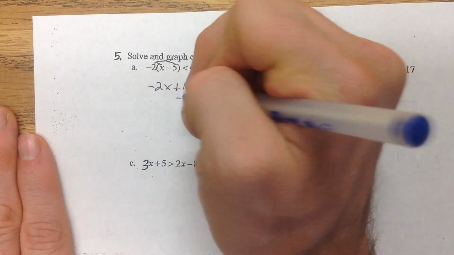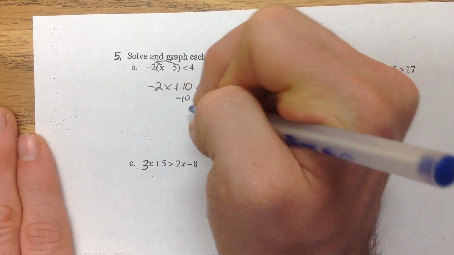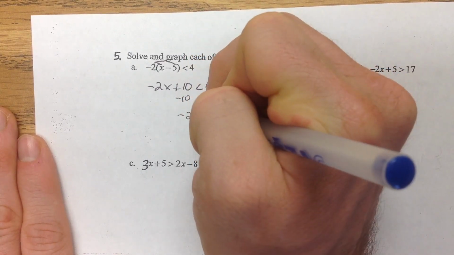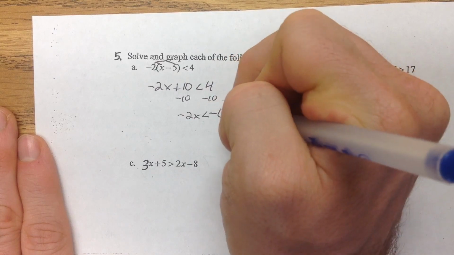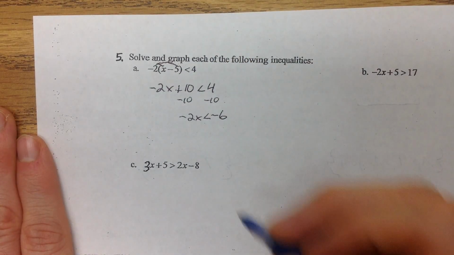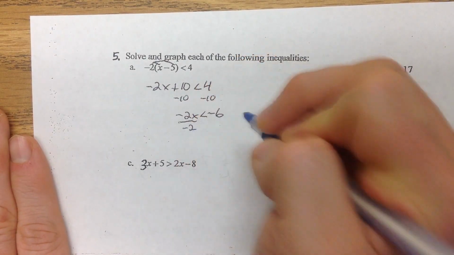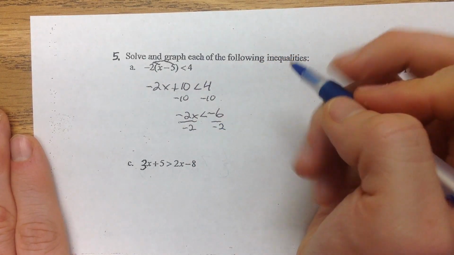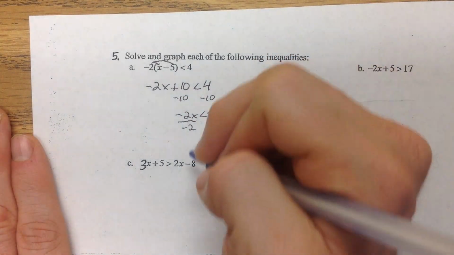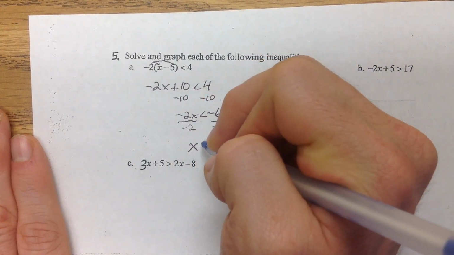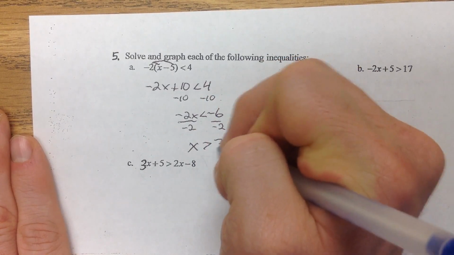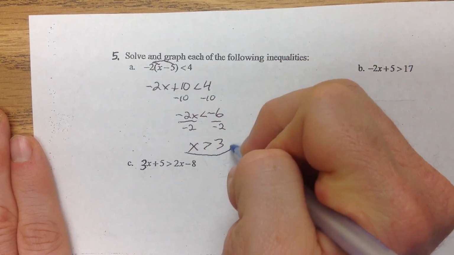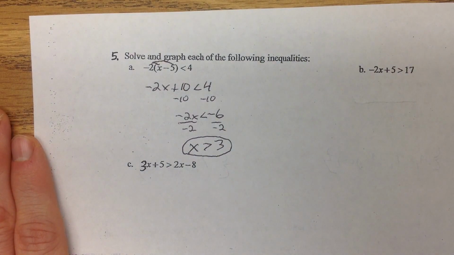All right, so we're going to subtract 10 from both sides. Negative 2x is less than negative 6. Divide both sides by negative 2. And because we're dividing by a negative, we have to remember that that inequality flips around and it becomes x is greater than 3. All right?